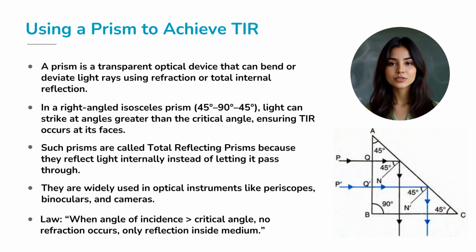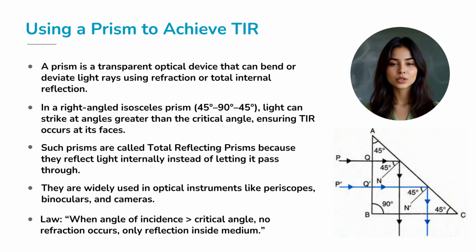Now, let's use this phenomenon inside a prism. A prism is simply a transparent optical block that bends or redirects light. In a right-angled isosceles prism, with angles 45, 45, and 90 degrees, something amazing happens. When a light ray enters, it strikes the face at 45 degrees. This is greater than the critical angle for glass-air, which is about 42 degrees. So instead of escaping, the ray undergoes total internal reflection.